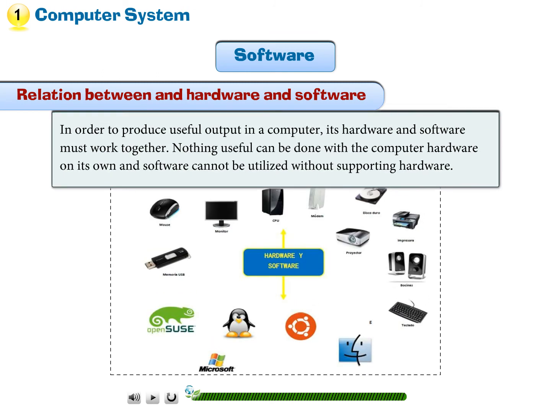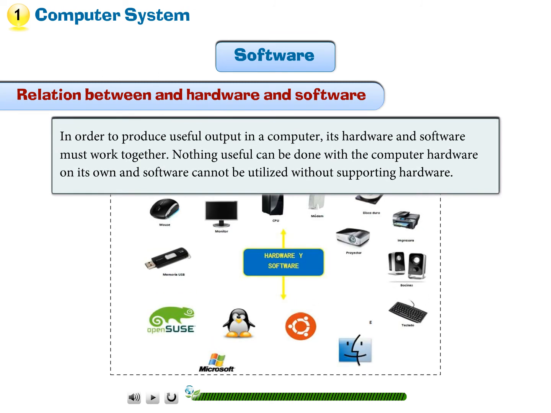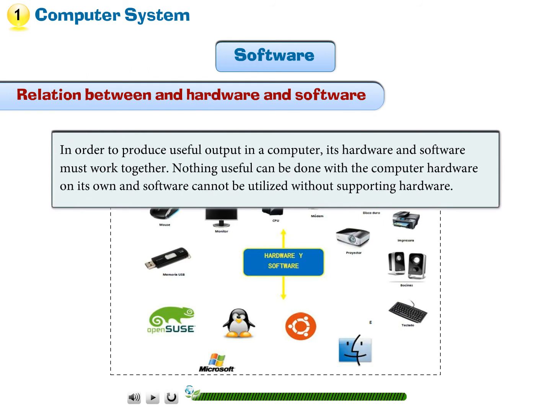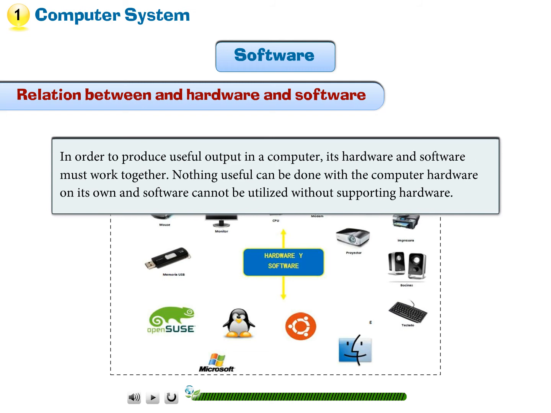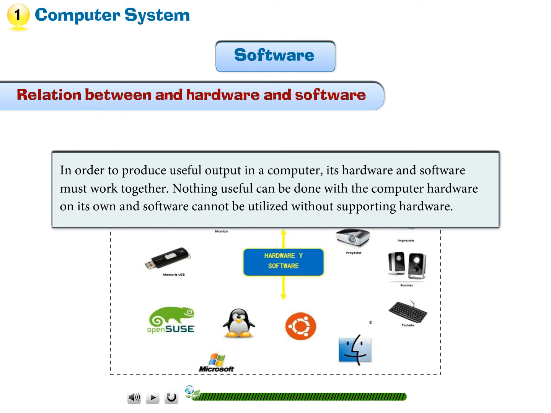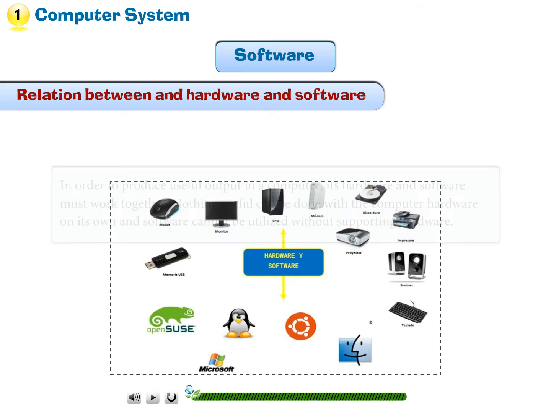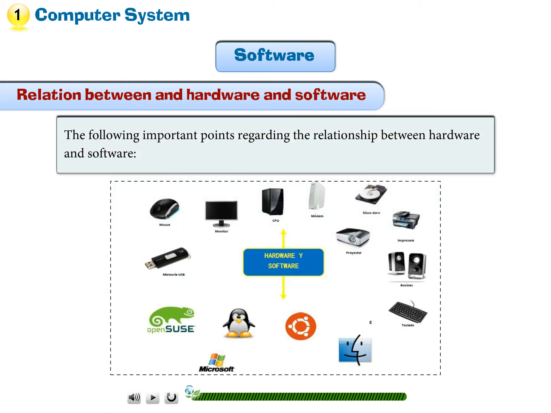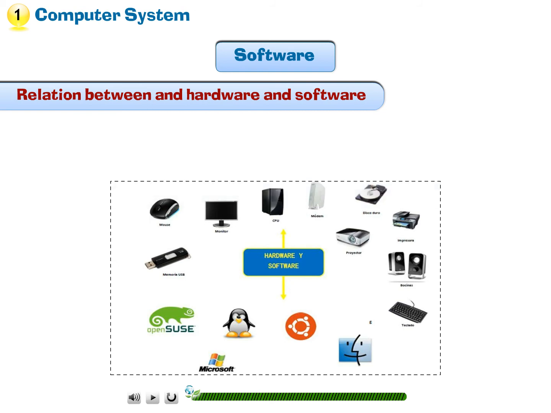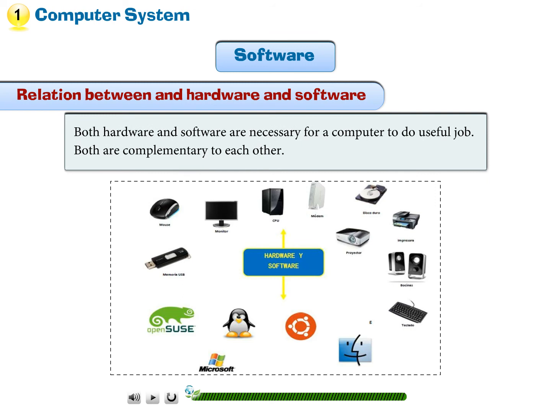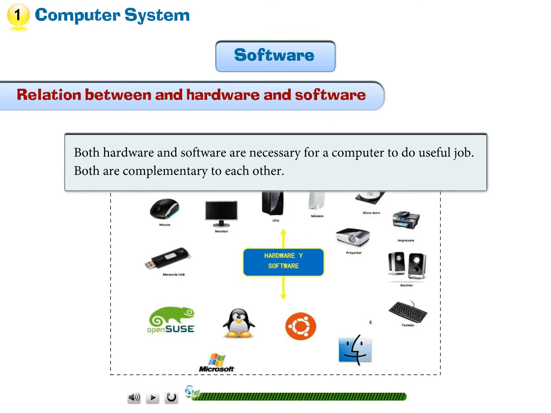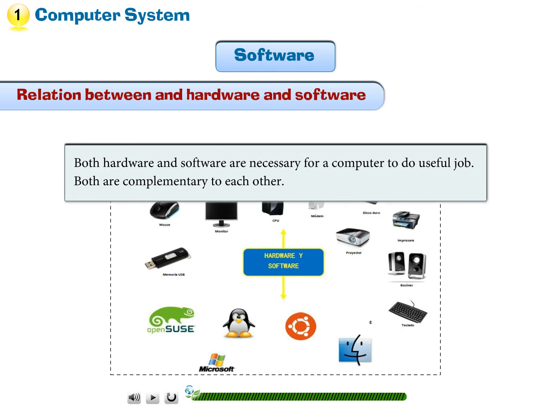In order to produce useful output in a computer, its hardware and software must work together. Nothing useful can be done with the computer hardware on its own, and software cannot be utilized without supporting hardware. The following are important points regarding the relationship between hardware and software. Both hardware and software are necessary for a computer to do a useful job. Both are complementary to each other.